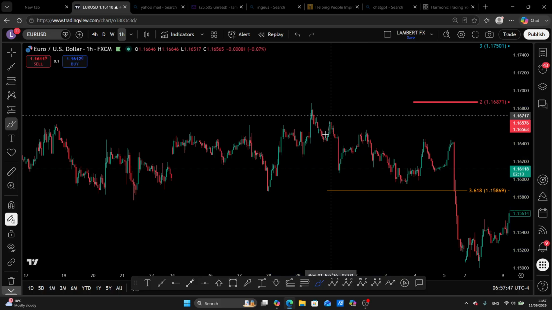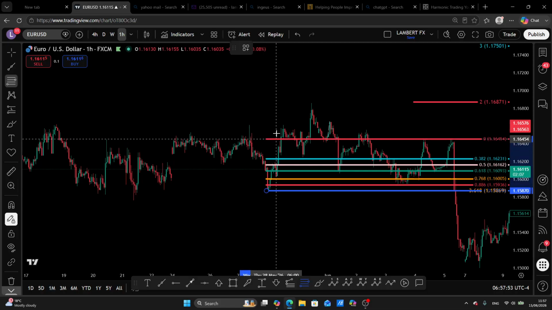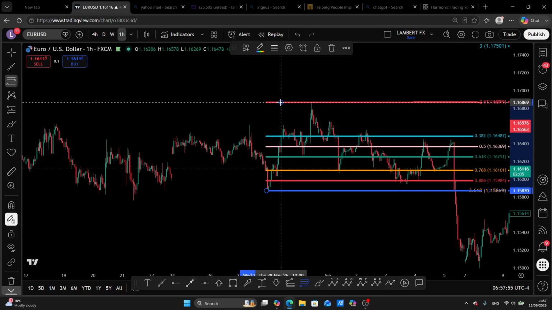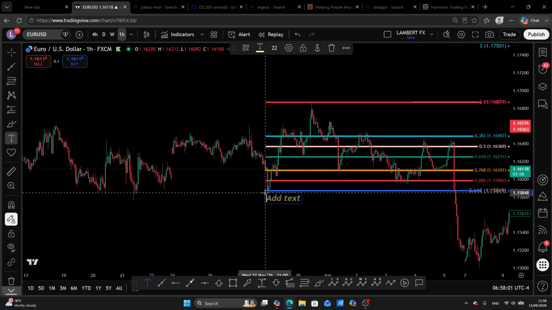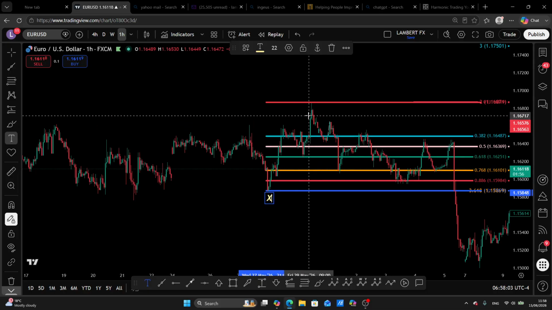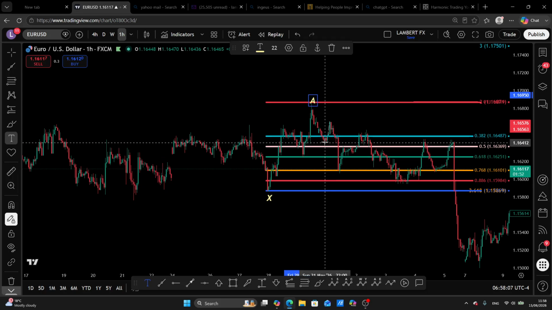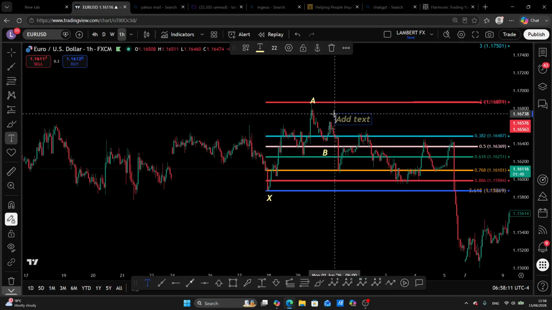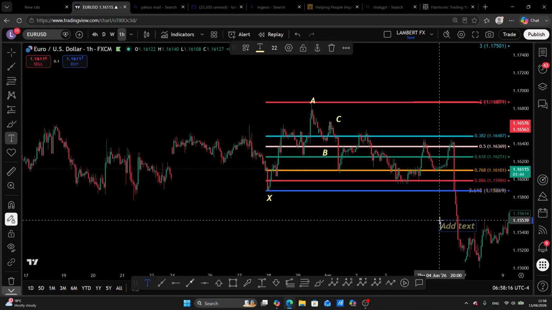All right. So what you do is you take your fib retracement, you measure from the X, from the low to the high. So this is our X and this is our A. I will be a bit fast so that I don't bore you. And then we have your B here, and then C, and then D leg somewhere on this low.